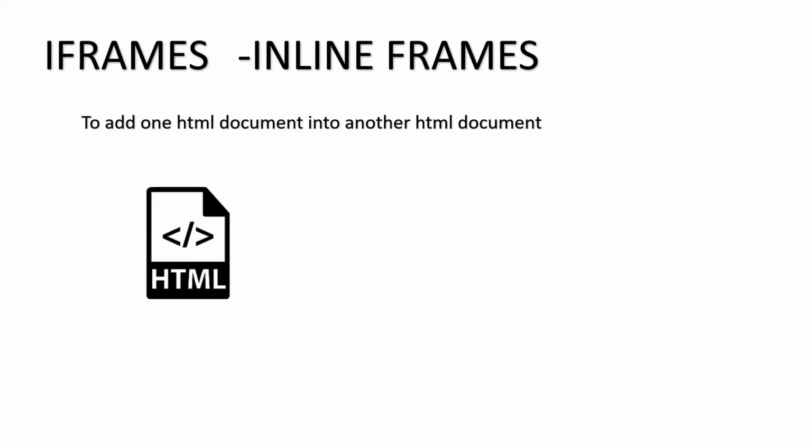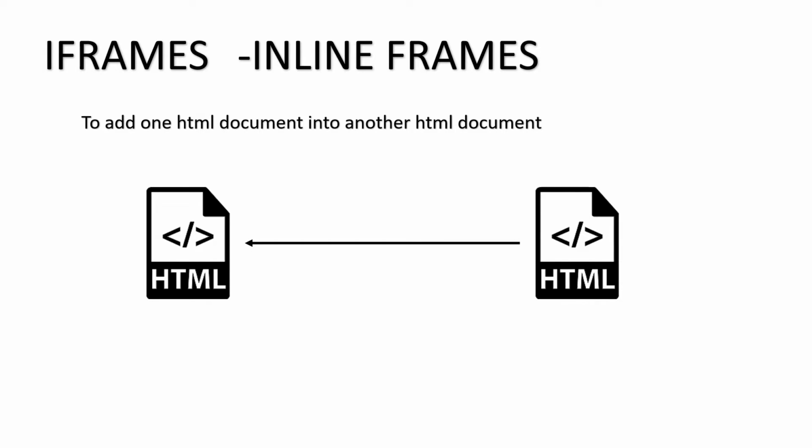So the full form of iframe is inline frame. What it does is that an inline frame is used to add one HTML document into another HTML document. That means if I am using the first HTML file and I embed the second HTML file in the first HTML file using the iframe, then you can view the whole second HTML file in the first HTML file itself. So the syntax for this is <iframe src=, and here you need to mention the file name which you need to embed.